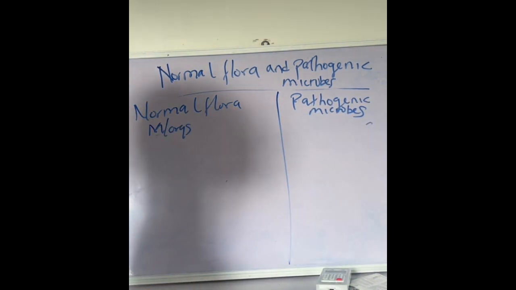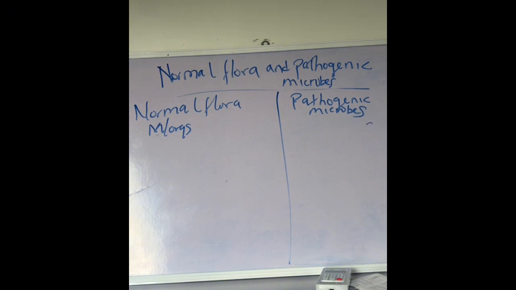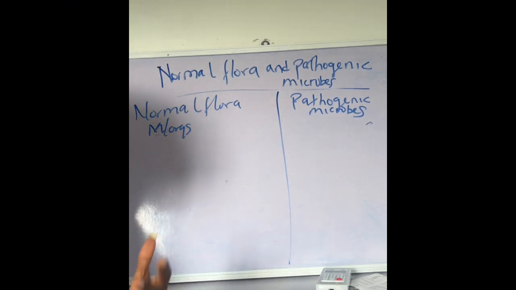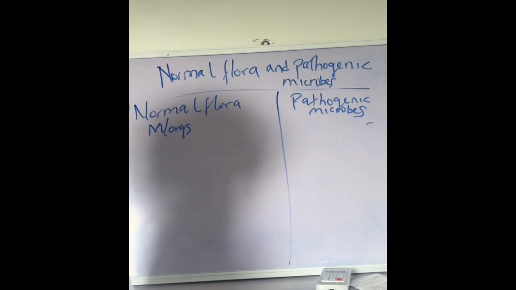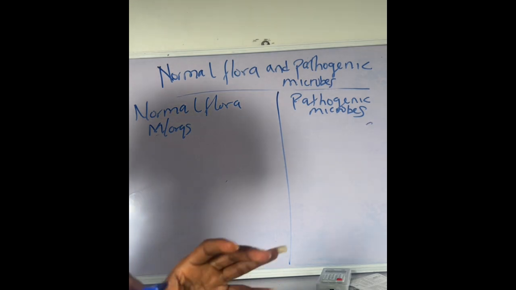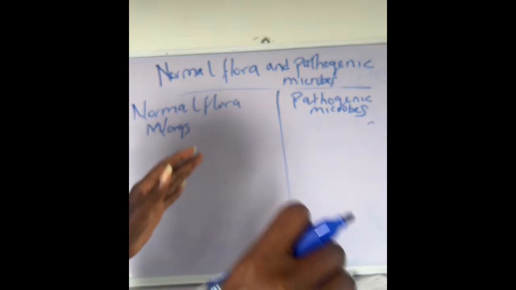The normal flora are microorganisms that you can find on specific or different anatomical sites in our body, living there without causing diseases. These microbes are usually beneficial. They usually have a beneficial relationship with the host. They produce metabolites, things that actually benefit the host. While pathogenic microorganisms are organisms that cause disease. Pathogenic simply means disease-causing organisms.